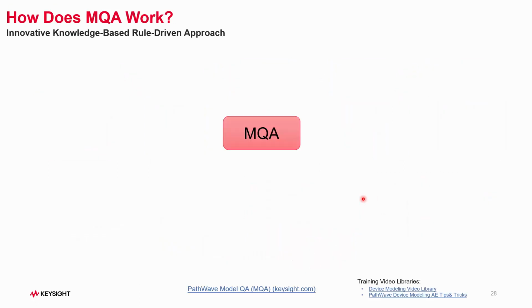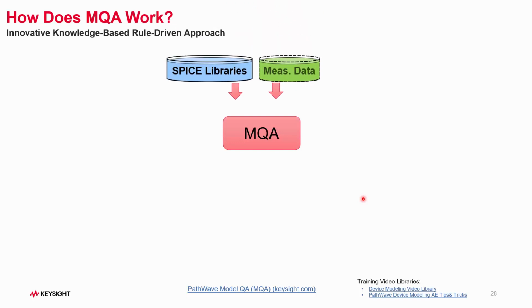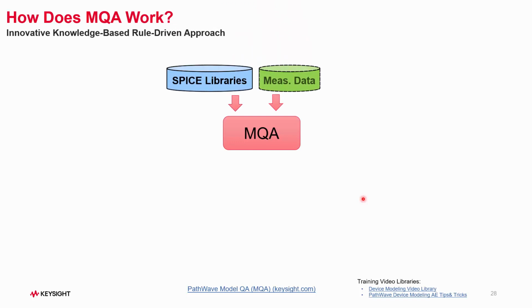Let's take a virtual animated picture of how MQA works. First of all, we start with MQA in the middle. A device modeling engineer is going to bring SPICE models, SPICE libraries to the table, and sometimes not, device model engineers will bring the measured data.